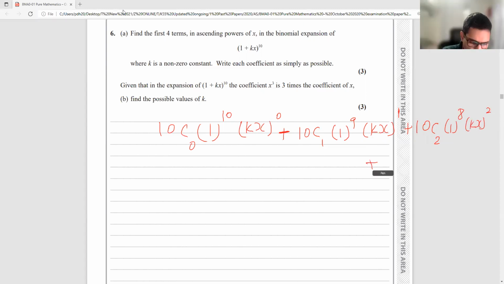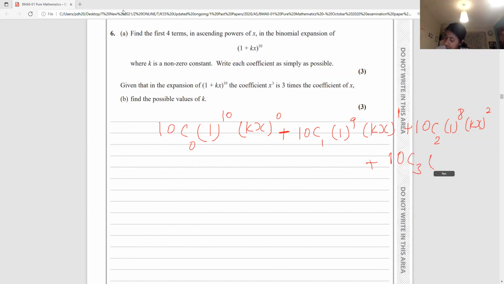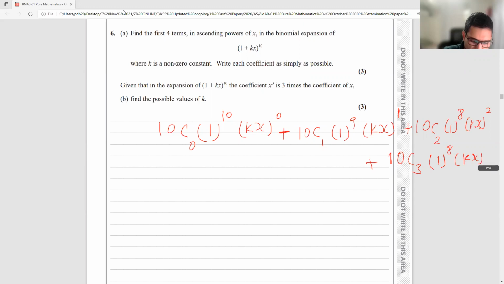Right, very good. How many terms do they ask us? 4. So we got 1, 2, 3. We do one more. And Samuel, can you tell us the next term? 10c3, yes. That's 120k cubed x cubed. Very good. So we haven't simplified. I left the simplification part for you. Can you guys simplify it and send me the simplified answer very quickly?